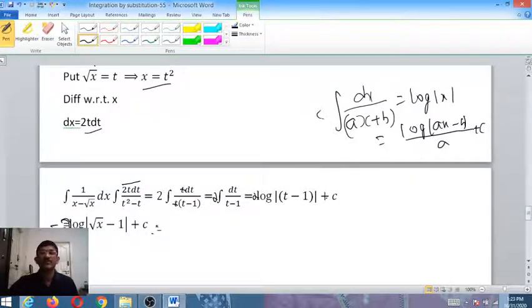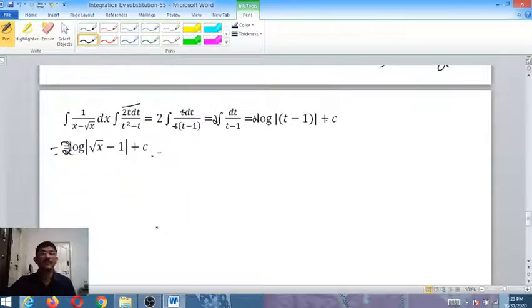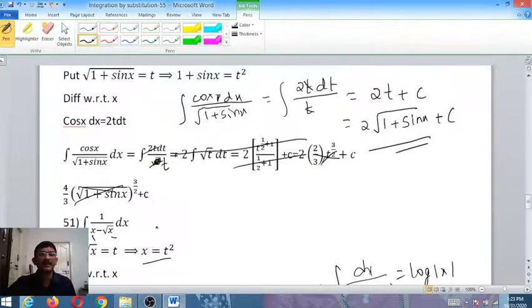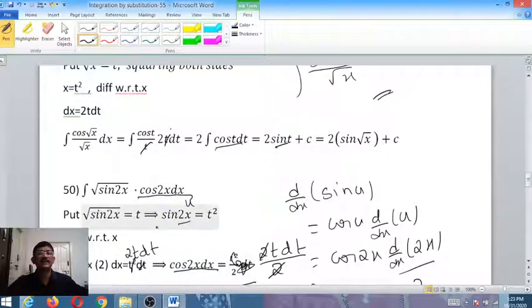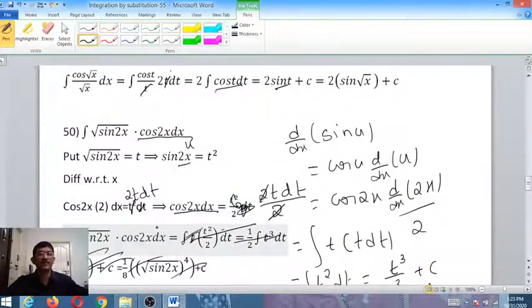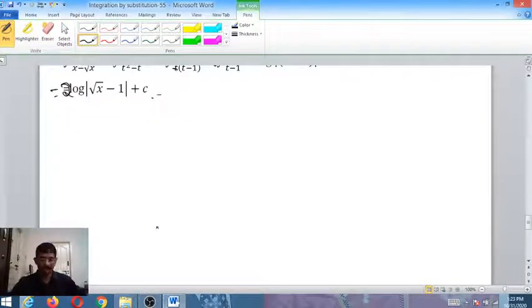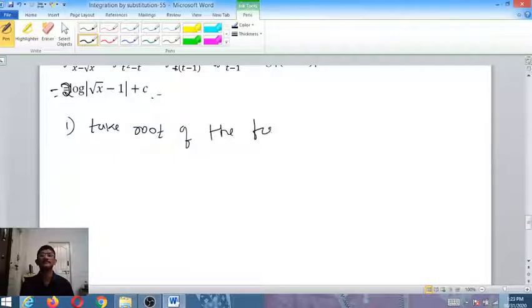Okay. So try to solve all these problems which are very much similar. In each of the problems we take the root of the function equals t, square it, and differentiate with respect to x. So we have to take care of all those things. What are the steps here? The first step is to take the root of the function as t.